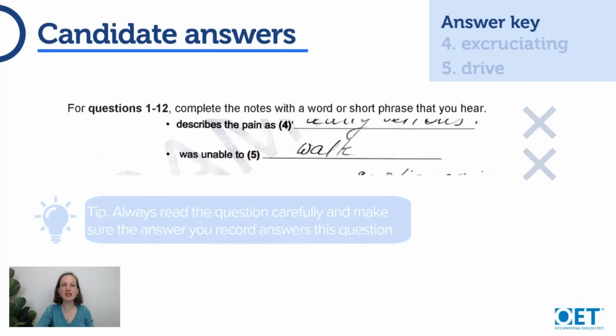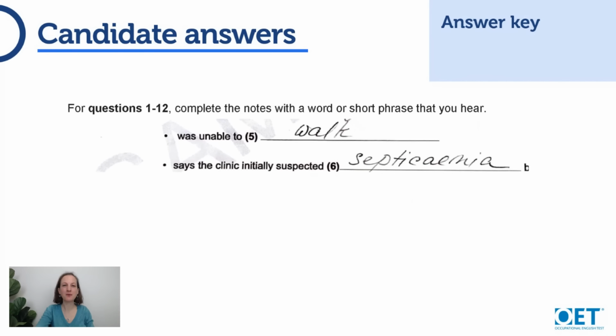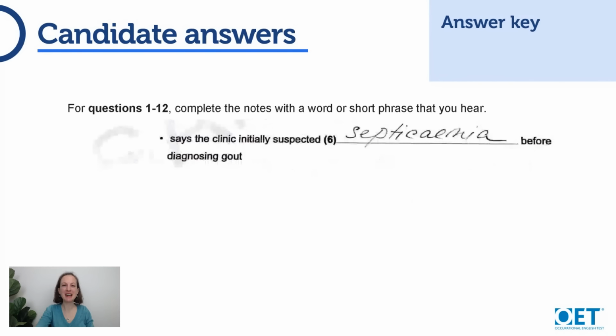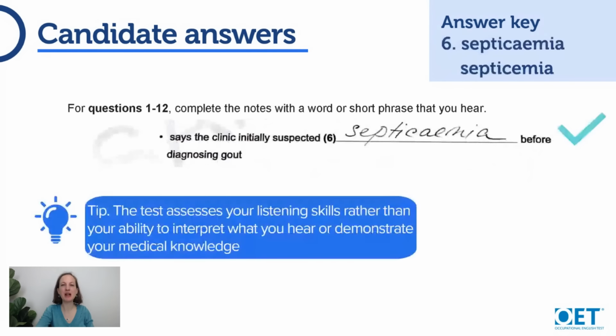The answer for question 6 is correct. Always remember that this test assesses your listening skills rather than ability to interpret what you hear or demonstrate your medical knowledge. You must write what you hear and not paraphrase, even if the word has the same meaning as the answer. For example, blood poisoning here has the same meaning as septicemia, but blood poisoning is not said in the audio and so would score 0.